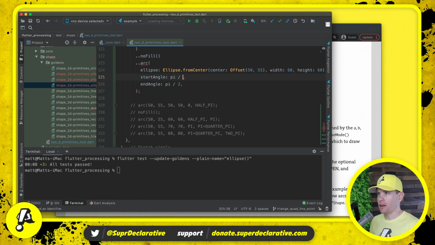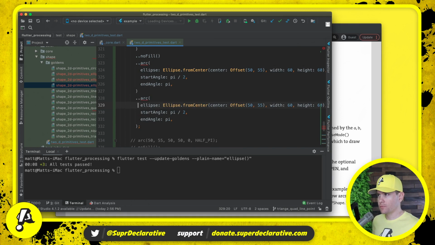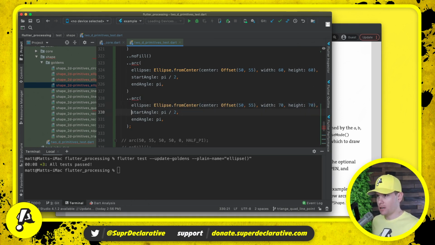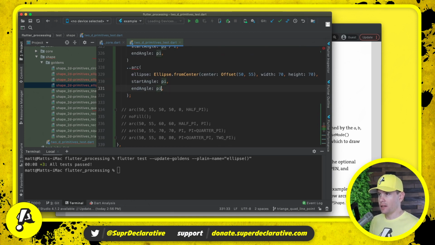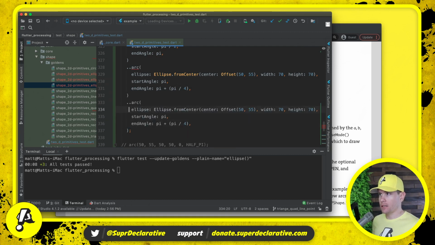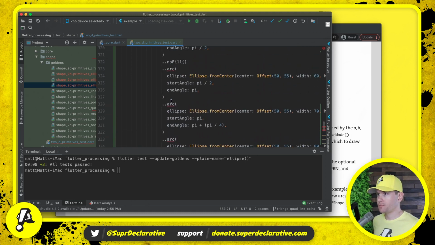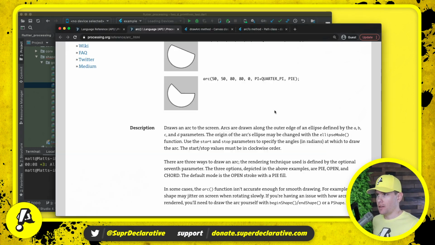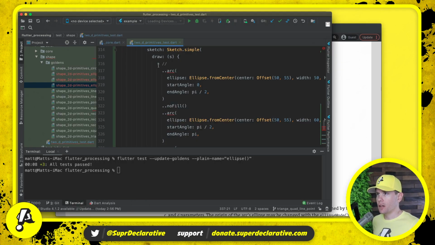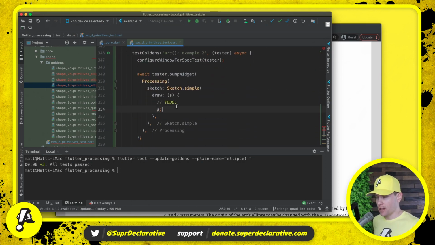And the start angle for this next one is pi over 2, and the end angle is pi. The third one has a width and a height of 70, and its starting angle is pi. Its ending angle is pi plus pi over 4, apparently. And finally, we have one with a width and a height of 80. Its beginning angle is pi plus pi over 4, and its end angle is 2 times pi. That is the first example, and then there are 3 more. The others just have 1 arc, so we'll just copy this down and then adjust.